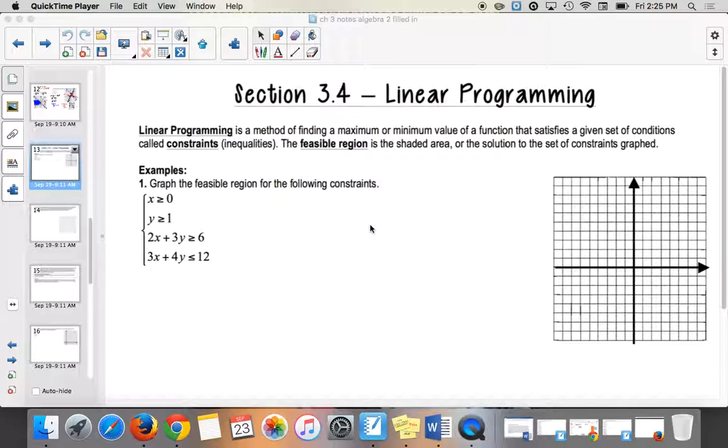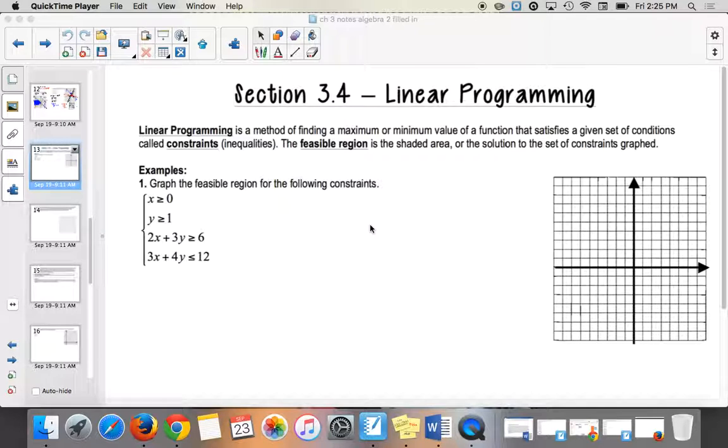Section 3.4 is on linear programming. Linear programming is a method of finding a maximum or a minimum value of a function. Maybe you're trying to maximize the profit for a business, or you're trying to minimize the cost for a business. And it uses a bunch of constraints.